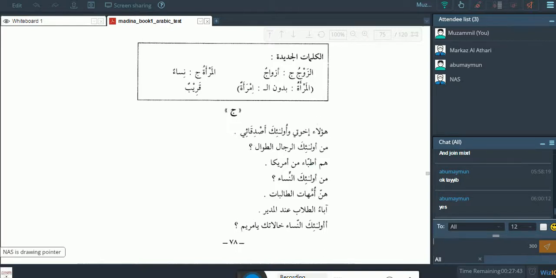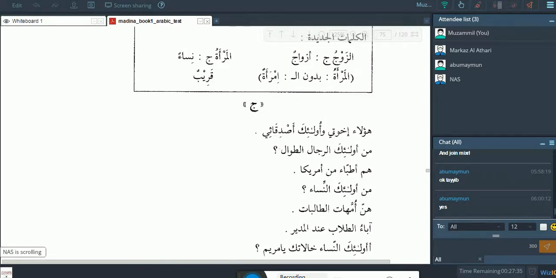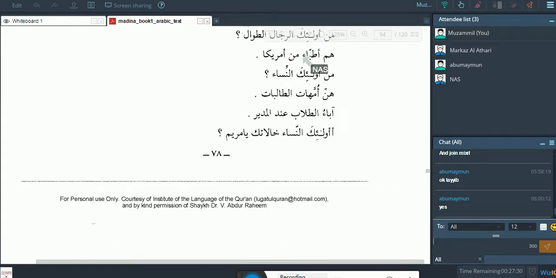هم الأطباء من أمريكا. Okay, why do you want to give a kasra to the hamza? I'm sorry. هم الأطباء من أمريكا. So you've chosen the fatha this time. There has to be logic, right? There has to be a reason. Because at the beginning of the book, the other way, I think it's right the other way, but I can't remember the rule.